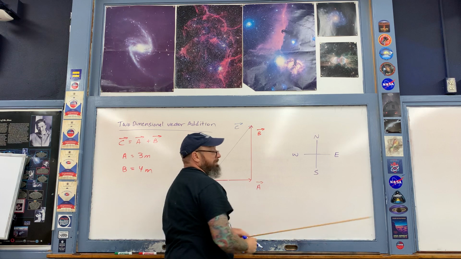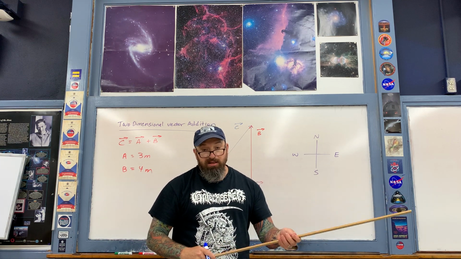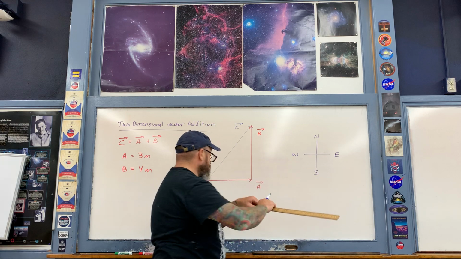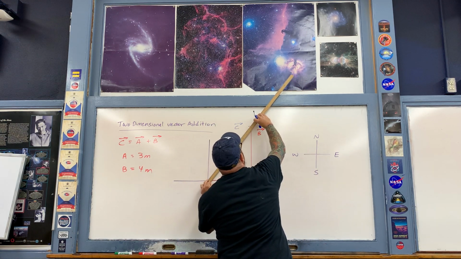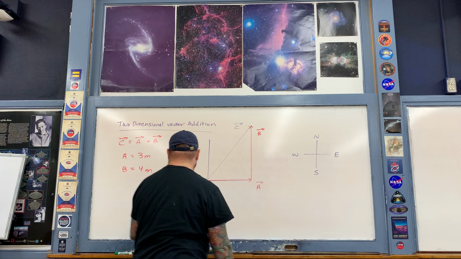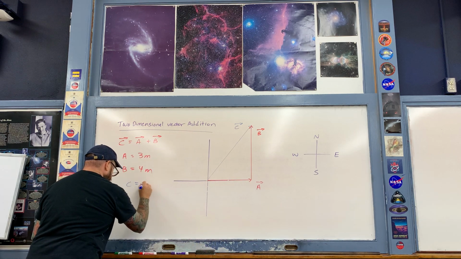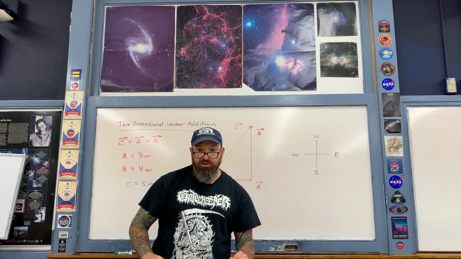That's the vector C. Now, in order to find its magnitude, what I have to do simply is measure its length here by using my ruler. So right here on the diagram, like so, is the length of this vector, the vector C, and its length is about 5 meters. Like so.